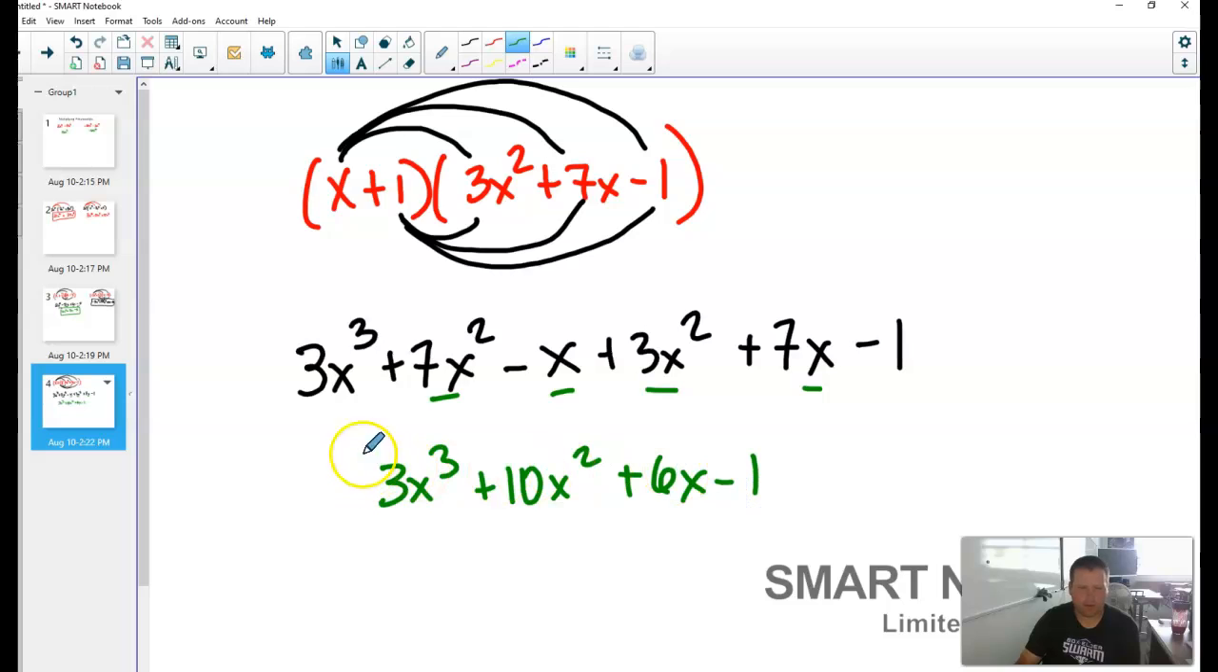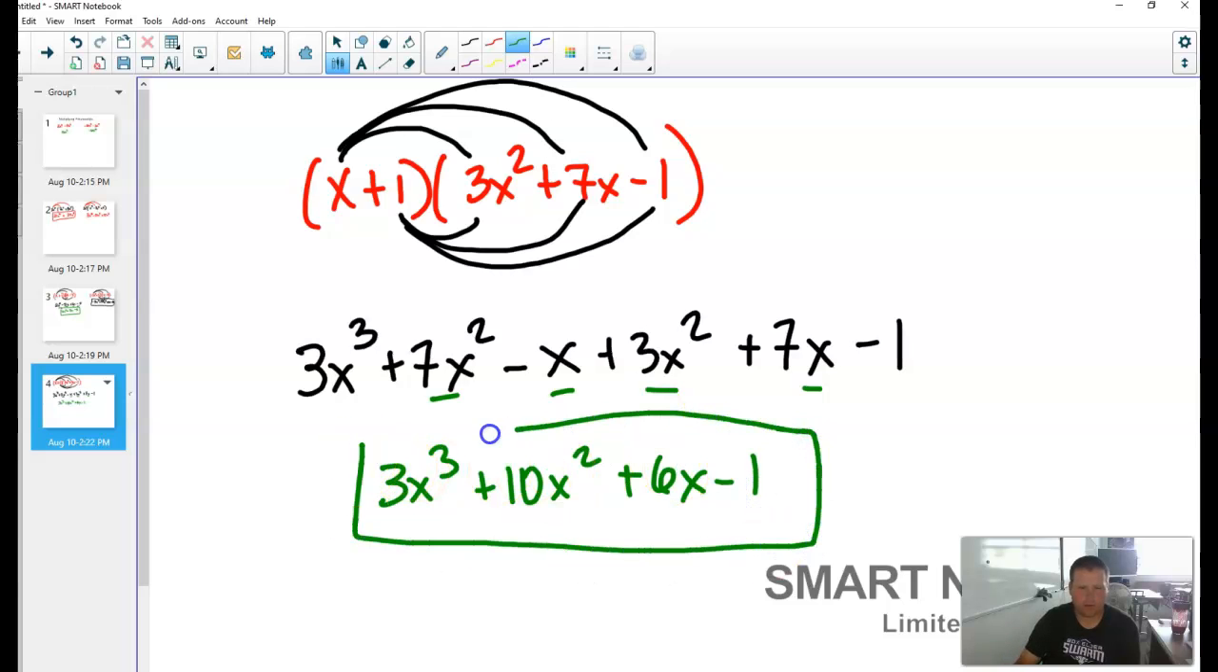I believe you guys have done this stuff before, so hopefully this is kind of a review. Again, we're double distributing, or I like to call it crab handing. Now it's like a three-dimensional crab hand.